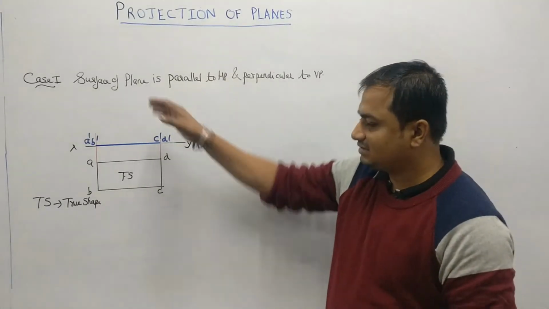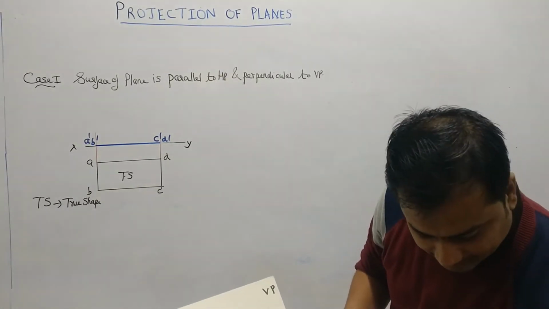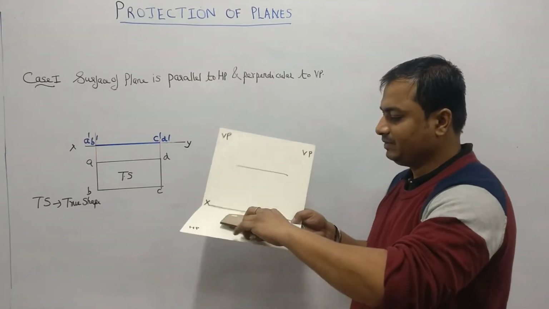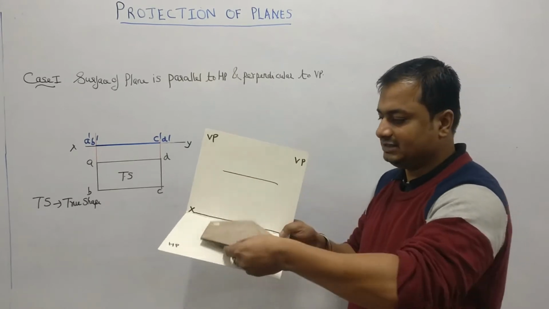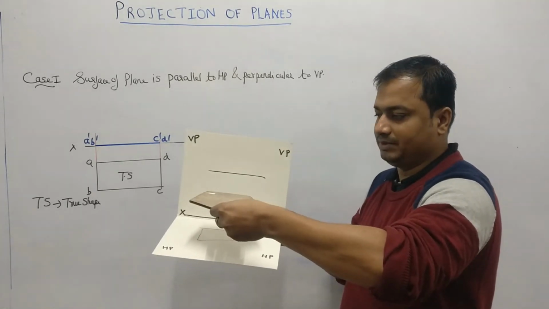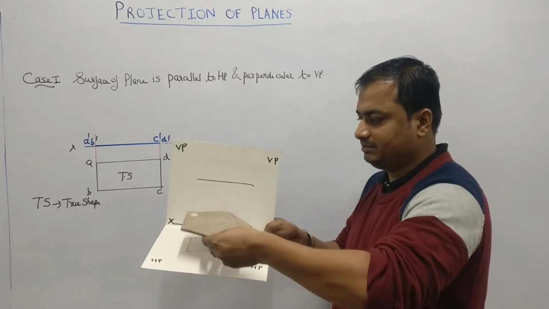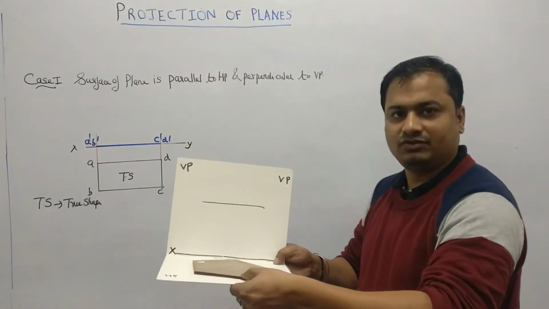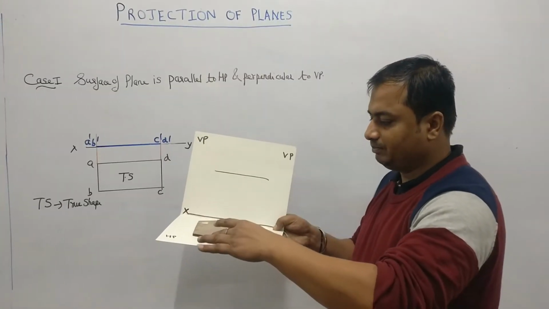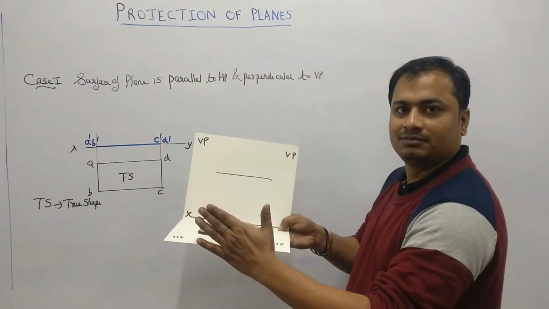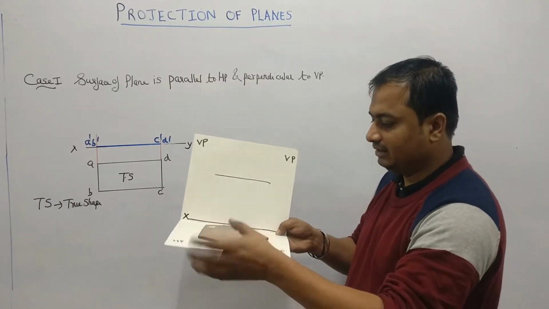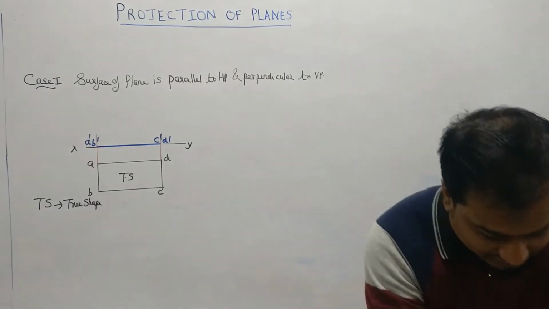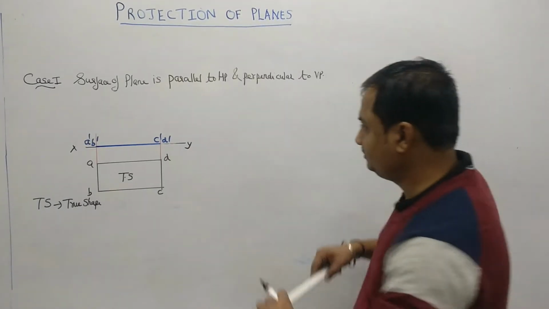Now coming to the same case, if I change my plane, suppose now my plane is this pentagon. For the same case, the pentagon is parallel to HP and perpendicular to VP. So the plane is resting like this. So now what will be my front view and top view? Again, the front view is going to appear as a line, because there is no thickness, and the top view will be a pentagon.